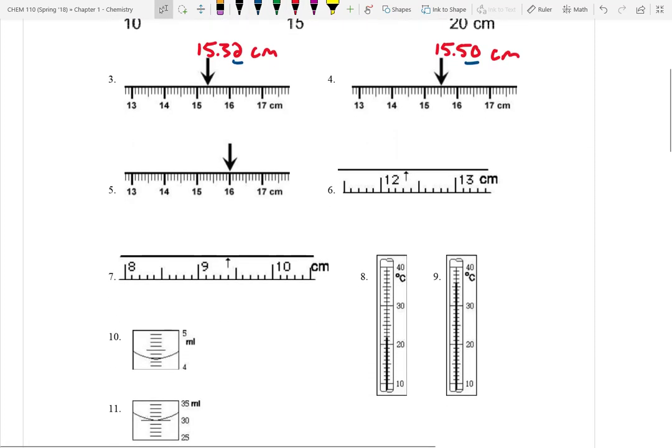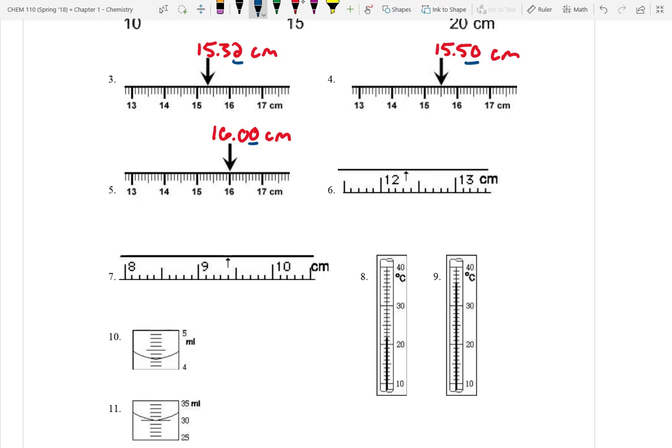All right, what about number 5? It looks like it's right at 16, right? At least to me it does. So I'd say it's definitely at 16. Do I just do 16.0? 0, 0, right? Because we've got hash marks already for the tenths place, so we need 1 additional unit. So it should be 16.00 centimeters. Again, we want to estimate 1 digit past the units that are shown.